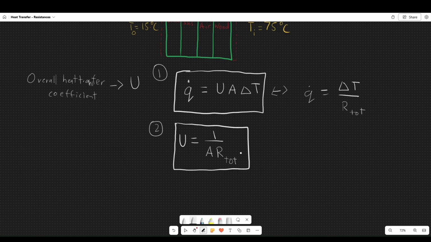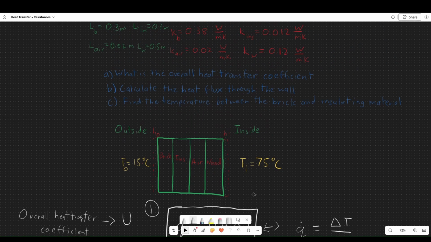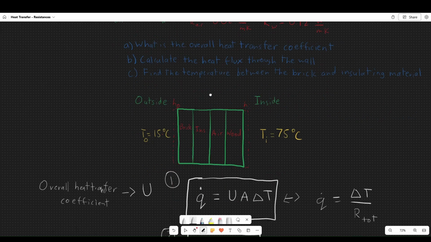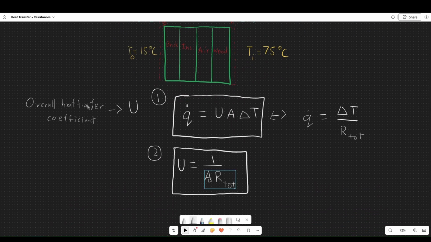Okay, so now that we have this, where do we go from here? We need to find U, and right now we don't have an A and we don't have a total R. So our main goal now is to find what our total is, because that's the one that we can calculate. A, we're going to be given, we don't have any measurements of the length or the width of each material, so we can't really calculate the cross-sectional area.